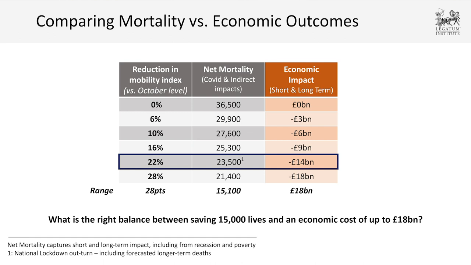And then likewise, we can see what would happen on the economic side when we look at the impact of reduced mobility, meaning people are not going out shopping, people are not going to work as much as they might otherwise have. And therefore we see a cost, from zero, which will be the same as we're expecting, all the way to a 14 to 18 billion economic cost as a result of the lack of mobility.